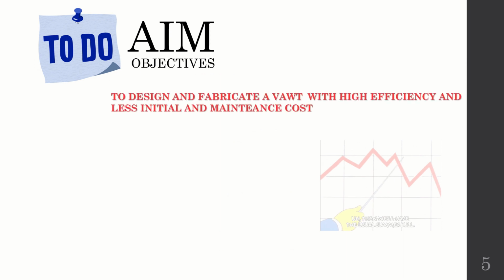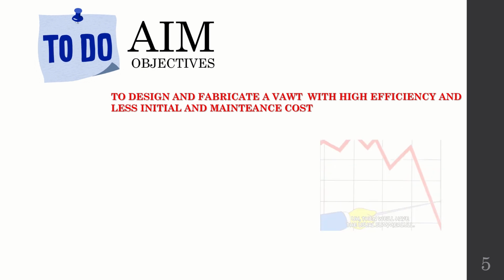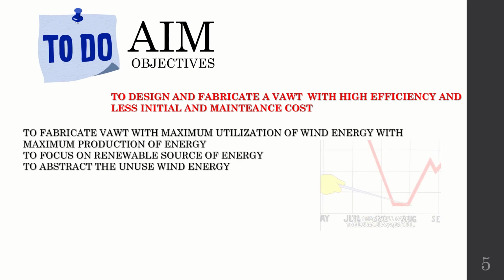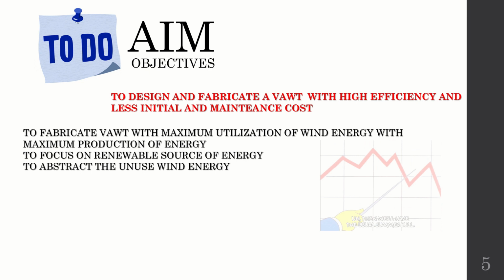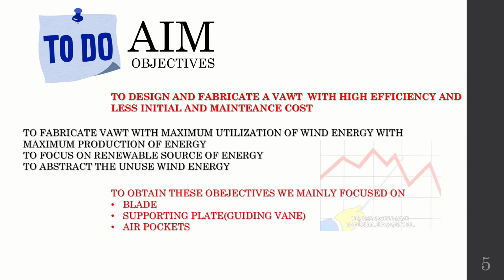Aim and objectives. This project is about designing and manufacturing a drag-type Savonius vertical axis wind turbine to efficiently convert wind power into useful energy, that is electrical energy, which is the most consumed. The main objective is the utilization of wind energy from vehicles running on highways, to increase the wattage to the maximum efficiency possible, and to make appropriate changes to the turbine to fulfill the basic and small needs of energy consumption. To obtain this objective, we mainly focused on three elements of the turbine: the blade, the supporting plate, also called the guiding vane, and air pockets.